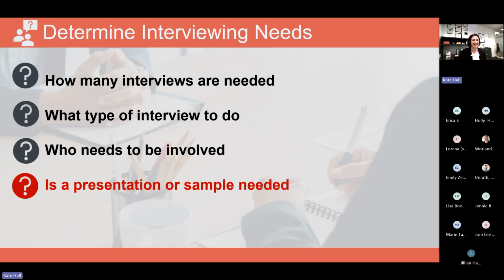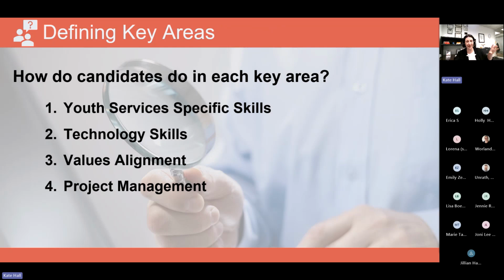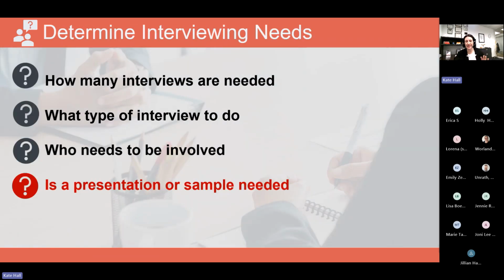And that goes back to then having those questions that you thought about, like what are the key areas that I need to gauge? And then once you know that, then you want to think about, okay, I know that we need these 4 key areas. Then you're going to think about, how do I get that information?